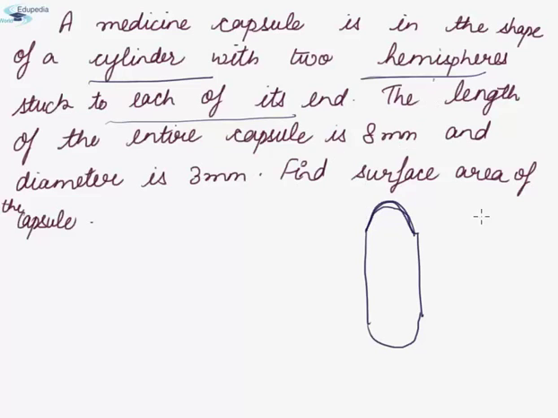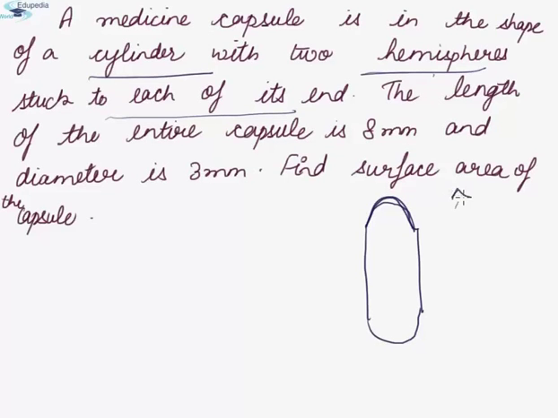The length of the entire capsule is 8 mm, whereas diameter is 3 mm. Since diameter is 3 mm, so radius of all the figures, that is hemisphere and cylinder, will be 1.5 mm, that is half of 3 mm.